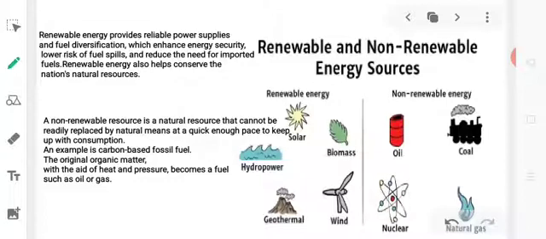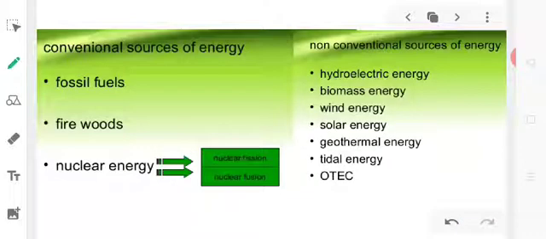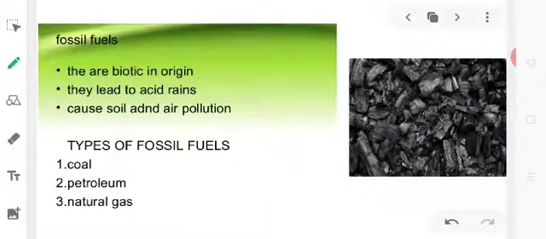We had studied that energy sources can be classified into renewable and non-renewable. Renewable, which are the inexhaustible sources, while non-renewable, those are the exhaustible sources. Talking about the conventional and non-conventional sources of energy, further we had seen that in the conventional sources of energy we include the fossil fuels, firewood and nuclear energy that is obtained through nuclear fission and nuclear fusion, and in non-conventional sources of energy we include hydroelectric energy, biomass energy, wind energy, solar energy, geothermal energy, tidal energy and OTEC, that is ocean thermal energy conversion.